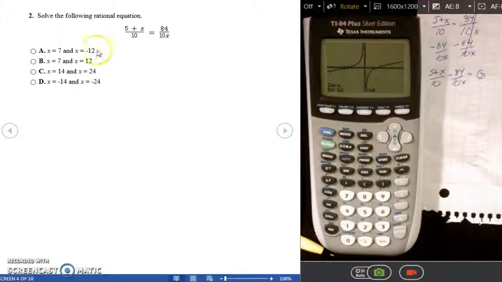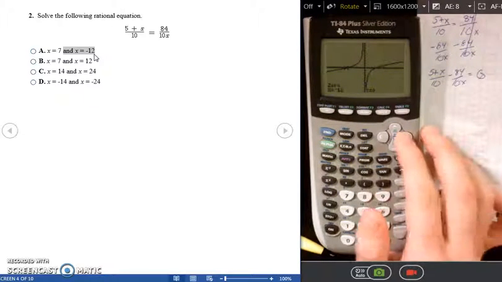So that means negative 12 is going to be one of my answers. And that's only in choice A, so that means choice A is probably going to be my answer, but it's always good to double check the other one too.